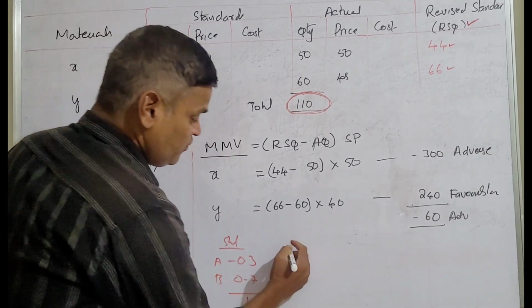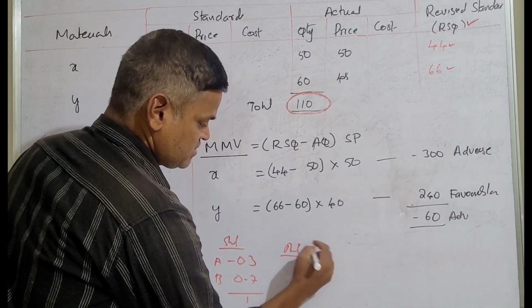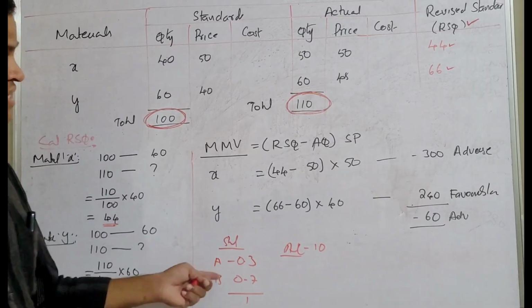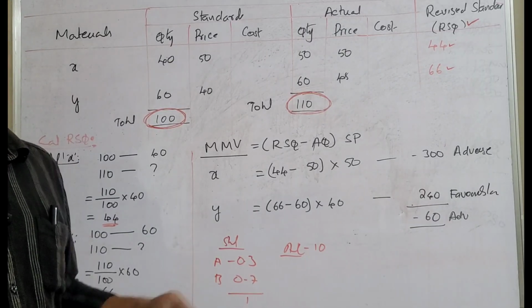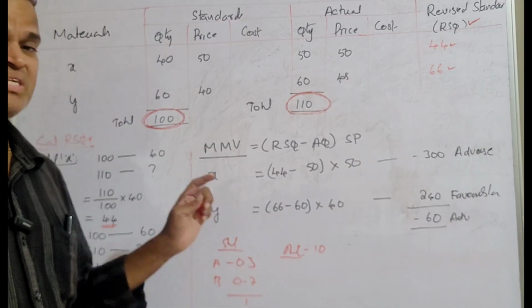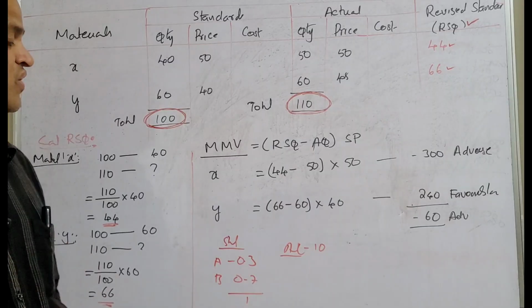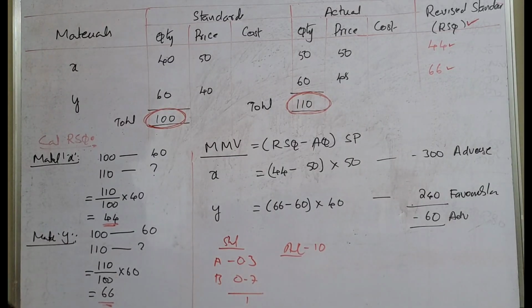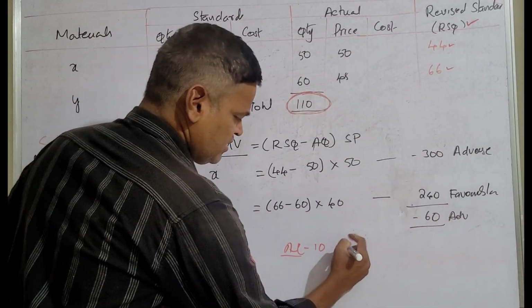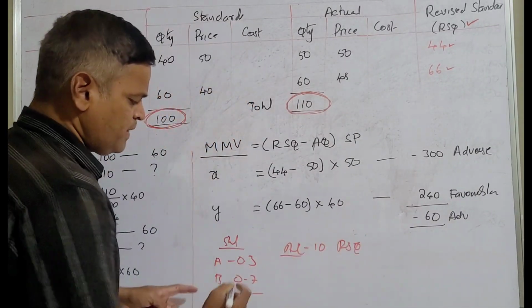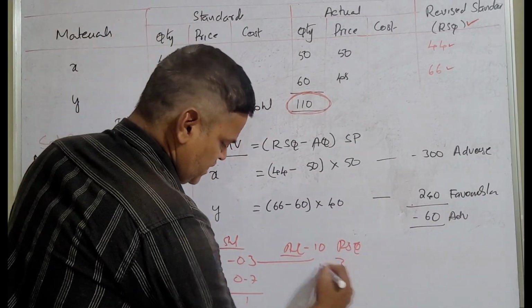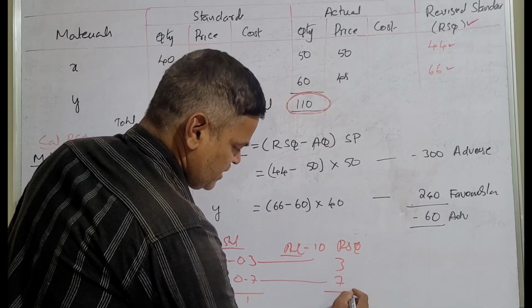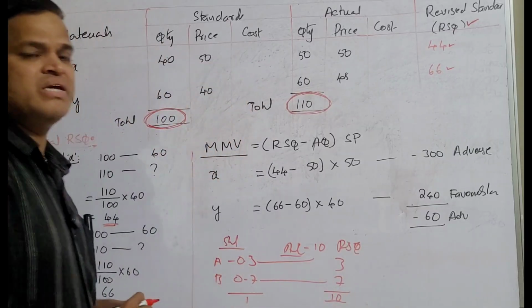But actually we want to cook 10 kgs. These standards cannot be applied; we cannot cook the food using these standards. Then there is a need to calculate revised standard quantities. What is the revised standard quantity here? A material should be 3 kgs and B material should be 7 kgs. In total we will be able to cook 10 kgs of food.